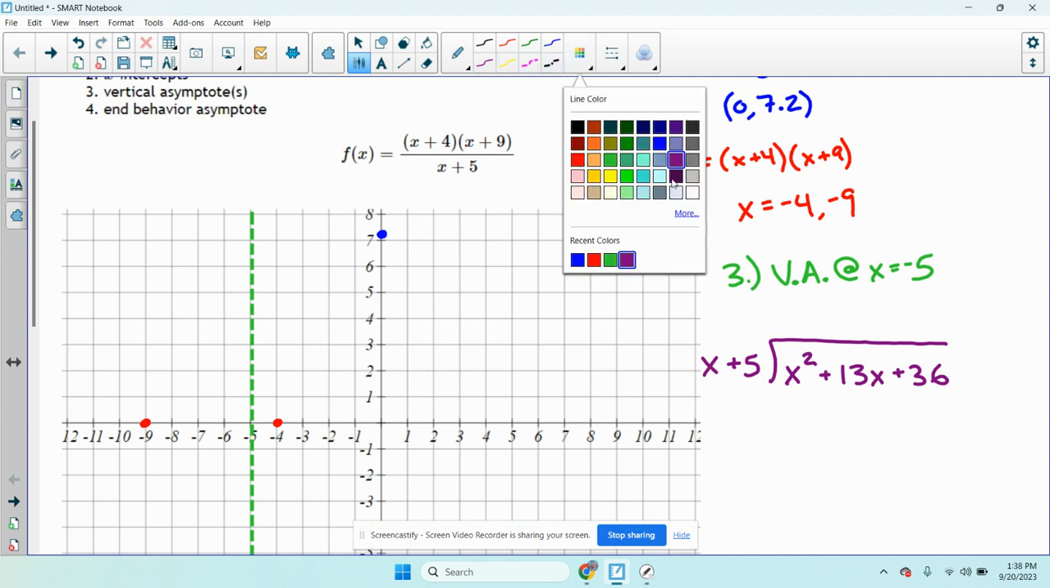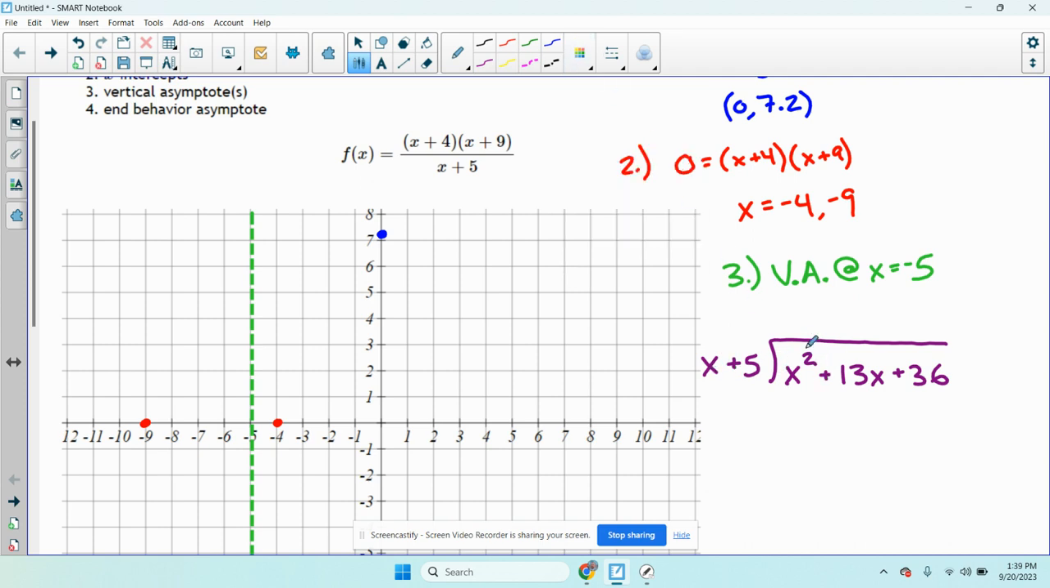So if I do this, I'm going to do x times what gives me x squared. That's going to be x. So I get x squared. X times 5 is 5x. And then I will subtract. That cancels with that. 13 minus 5 is 8x plus 36.